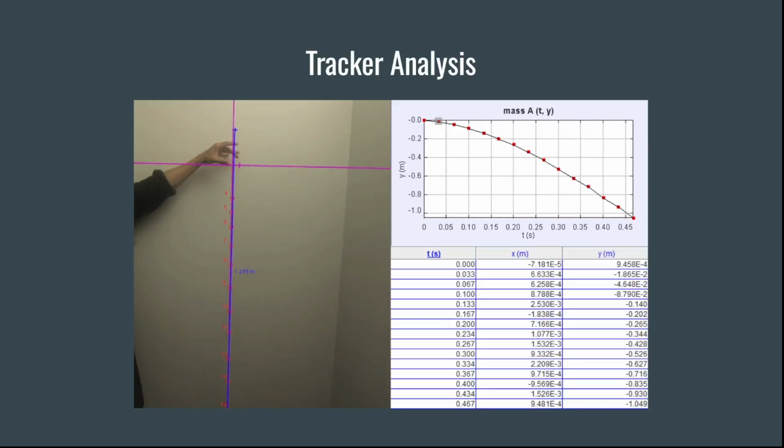Here is the tracker model and the graph that was created after dropping the object. The shape of the graph is accurate to what is expected, as the acceleration of gravity is causing the change in position to increase in the negative direction.